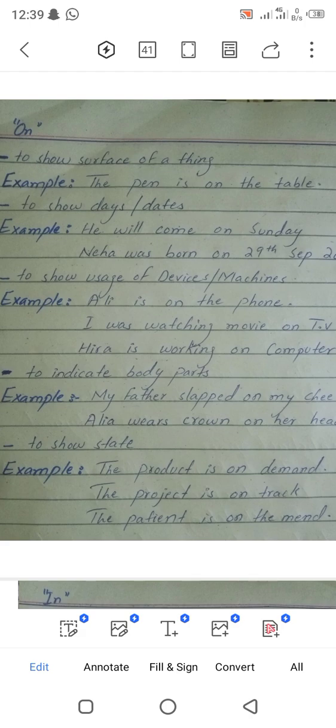Now the fifth one is position. The position can be abstract or physical. For example, the picture is above the fireplace. Where is the picture? What's the position of the picture?